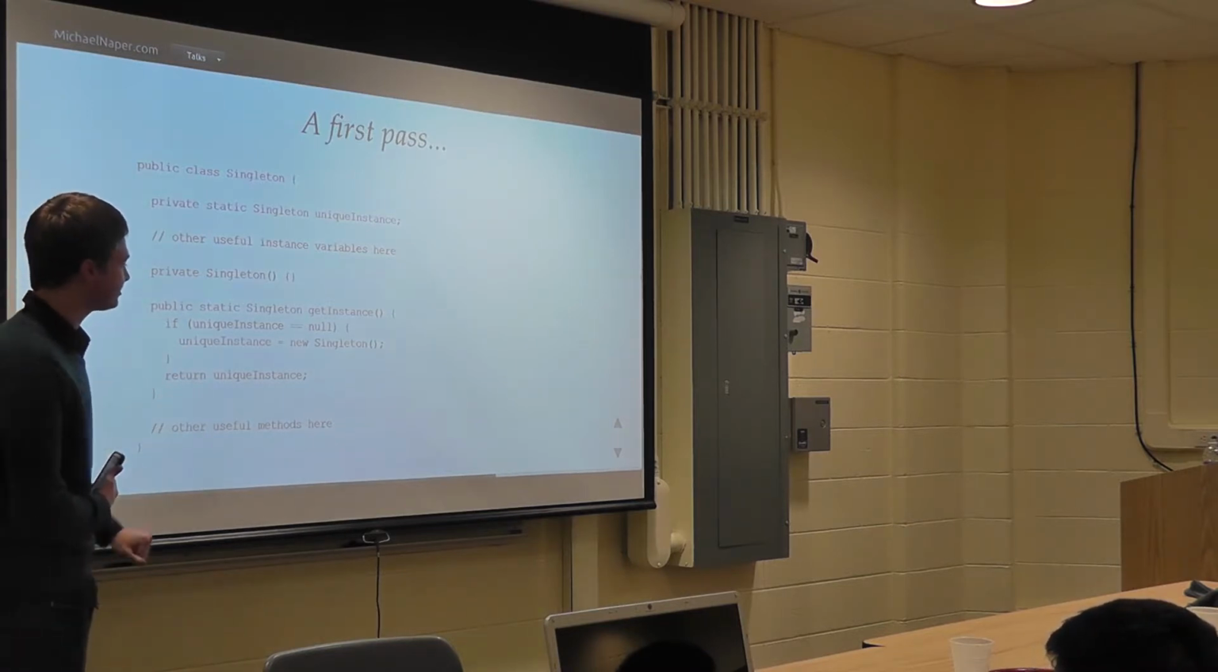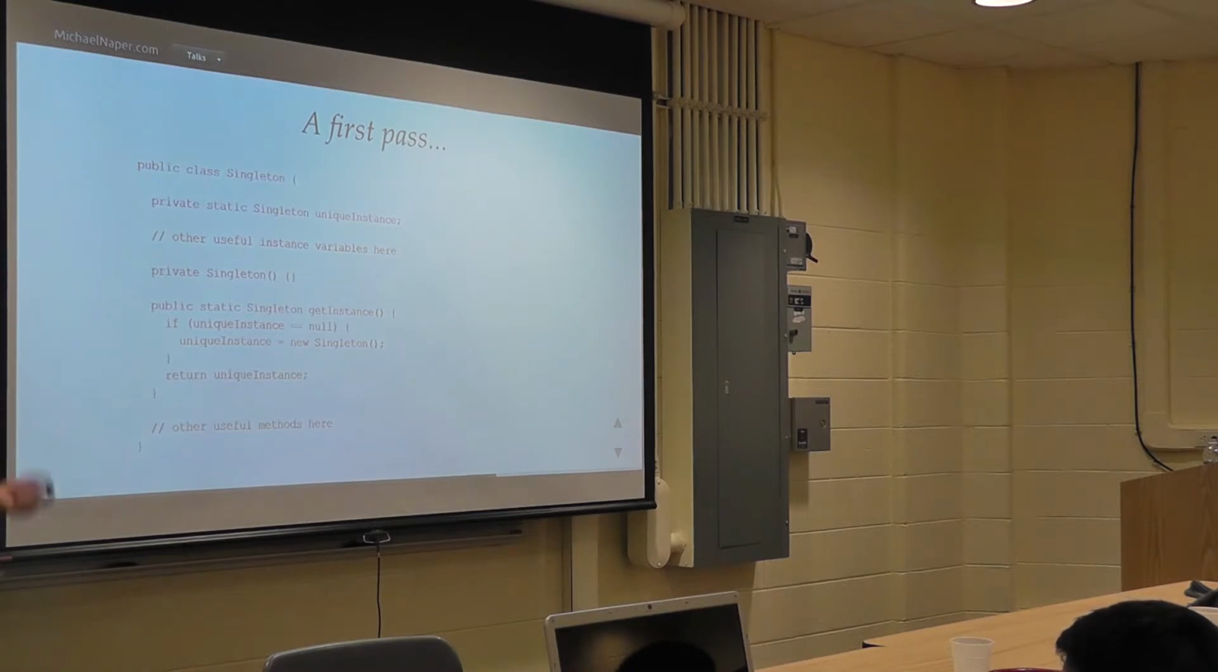Here we say if uniqueInstance is null, we go ahead and create the new Singleton object first. And by the time it gets to here, it will always have this unique Singleton instance, and it can go ahead and return it. Of course, we can have all of the other useful methods and instance variables there as well. This just goes on top of everything else. But can anyone see a problem with this?